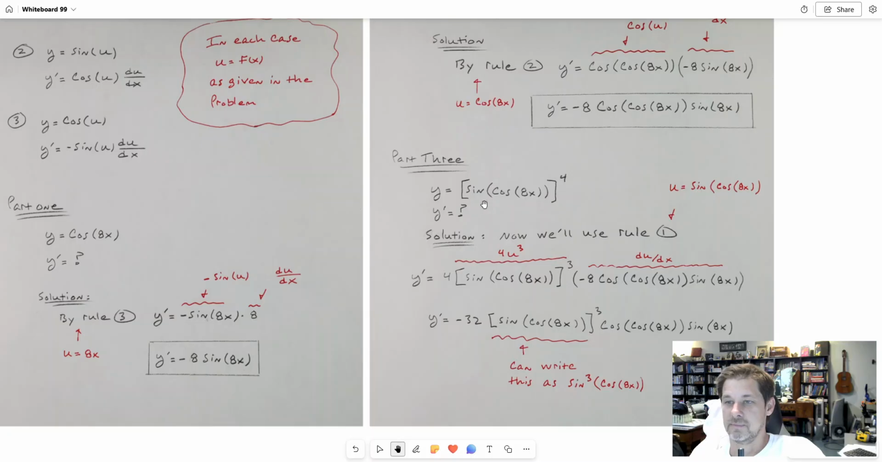If you had to calculate this number, like if x is a known number at some point, the order of operations would be you take x and you multiply by 8. Then you take the cosine of that, and you get an answer. Then you take the sine of that, and you get another answer. And then you take that and you raise it to the fourth power. That would be the order of operations. I think it makes it a little more obvious this way.